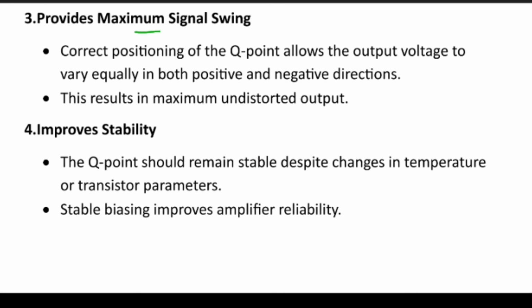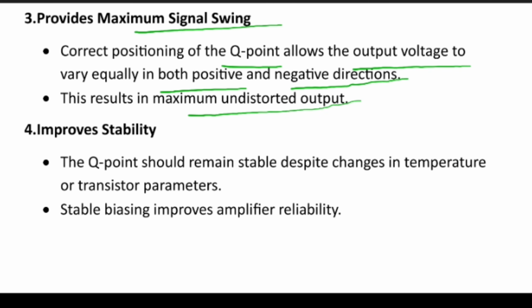Next, it provides maximum signal swing. If you keep the Q point in the correct position, it allows the output voltage to be distributed equally in both the positive and negative directions. Based on this, you will get the maximum undistorted output.